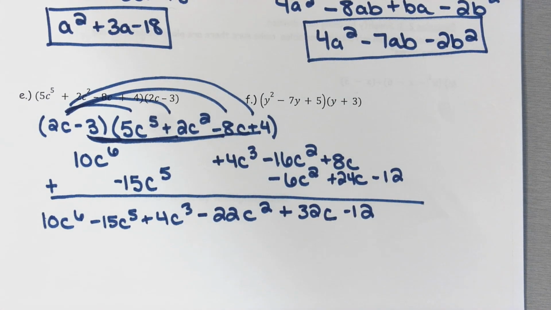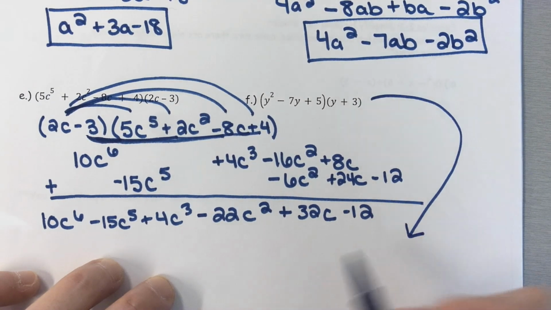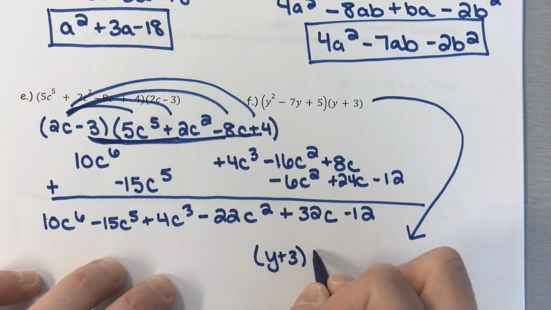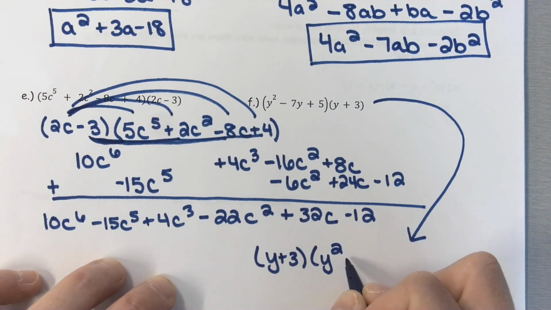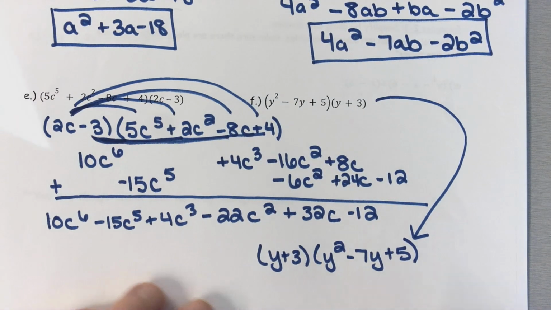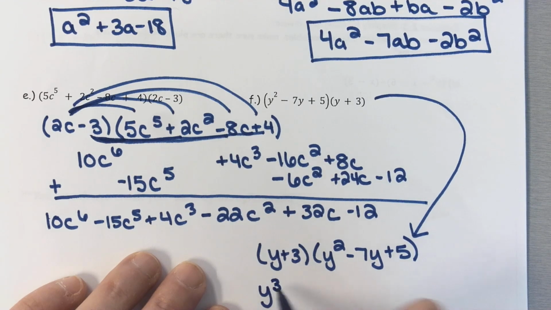All right, I think I'm going to go do F at the bottom so I've got more space. I'm going to have you do F by yourself, and I'm going to do F by myself, and then we're going to talk. I'm going to flip the order again. I'm going to put that y plus 3 first, and then the y squared minus 7y plus 5 second. I'm going to multiply, and then we're going to discuss life.